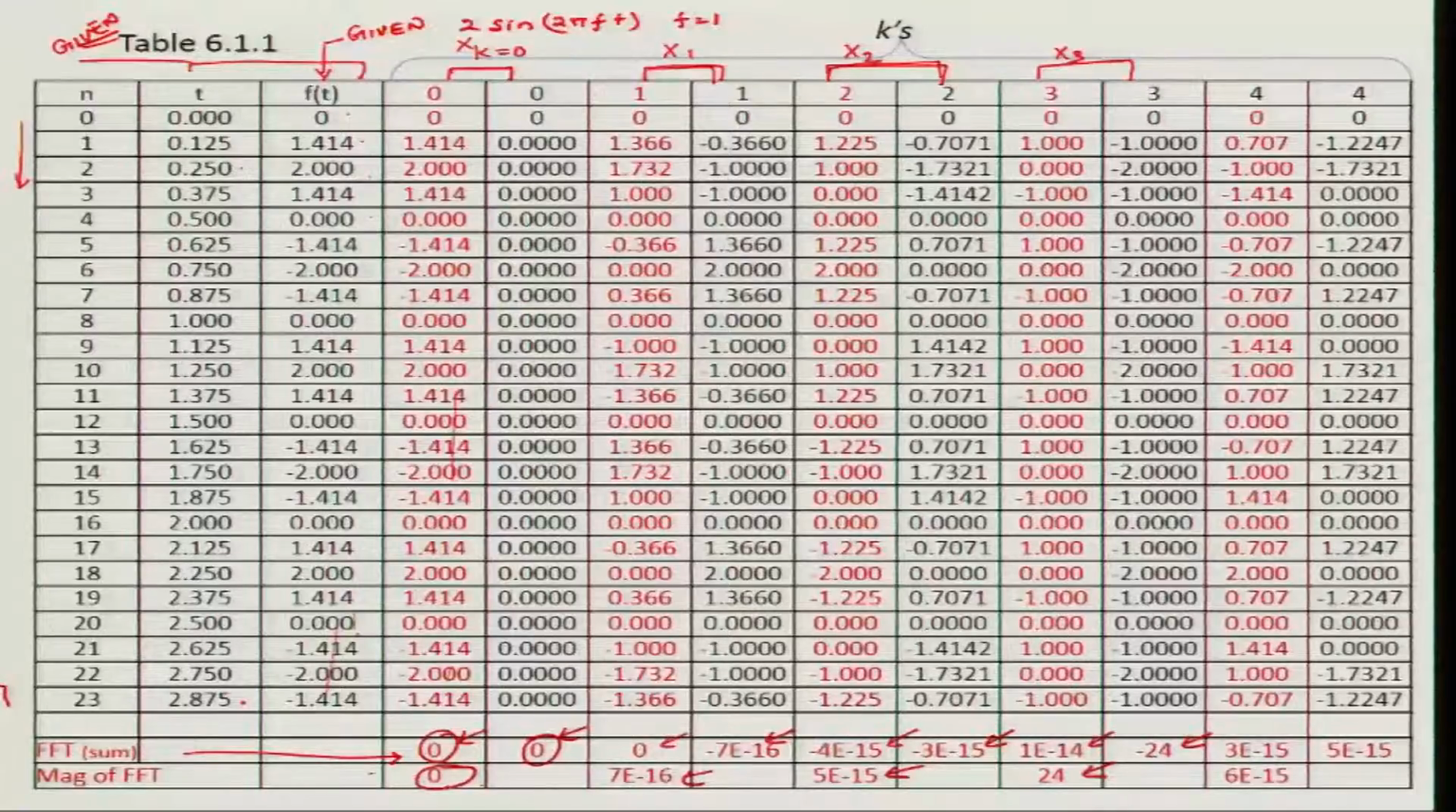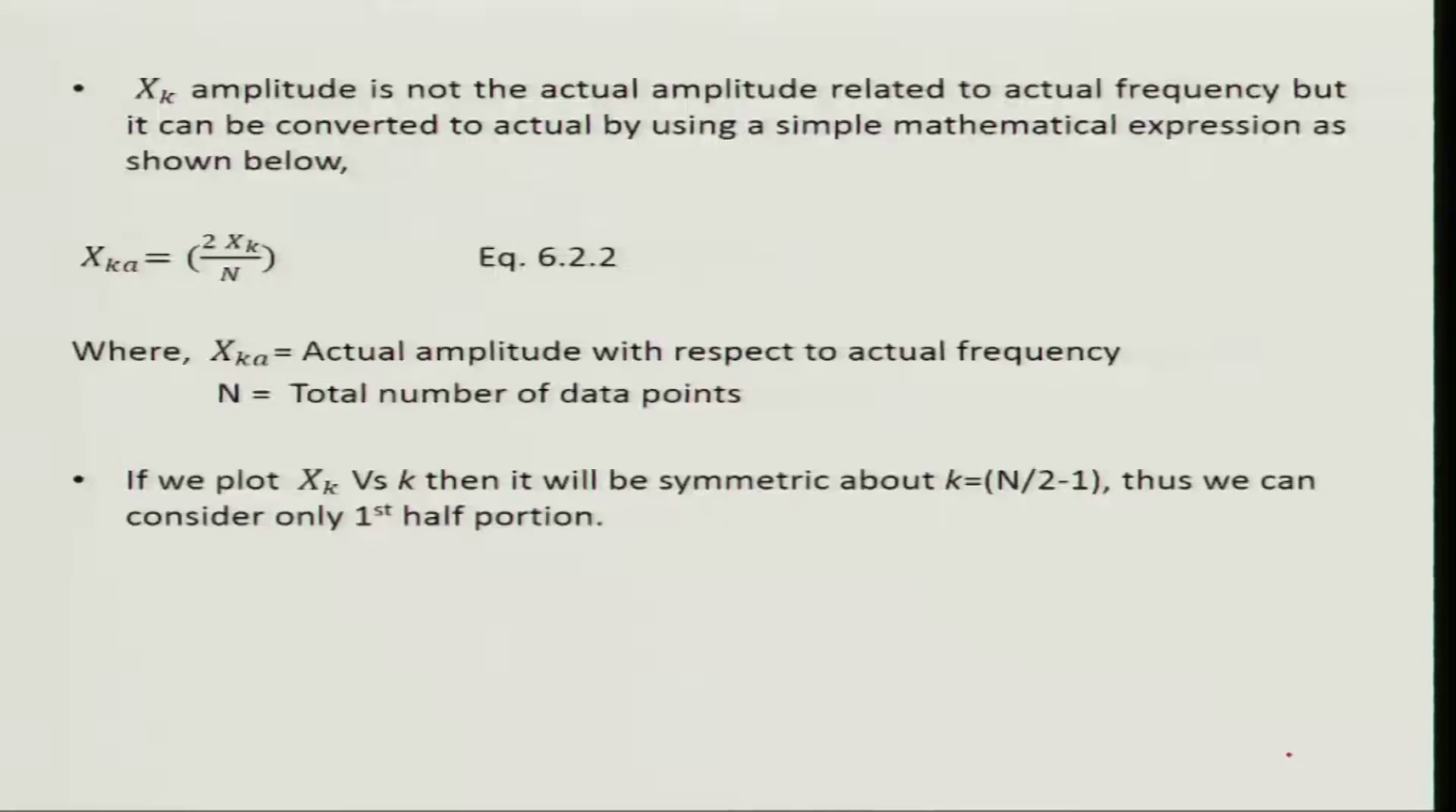What does it tell us? X0 equals 0, x1 equals 7e minus 16, which is 0, x2 equals 5e minus 15, which is 0, x3 equals 24, x4 equals 0, and so on and so forth. So, what did we get? We got x0 equal to 0, x1 equals 0, x2 equals 0, x3 equals 24, x4 equals 0, and it went on till x23, because there are 24 points.